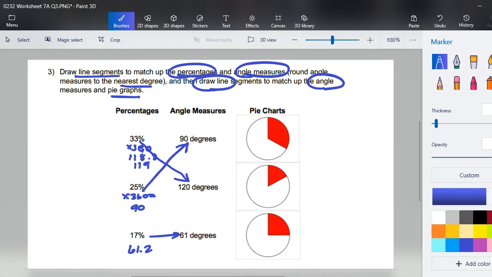Now they want us to look at these angle measures and match them with what they would look like on a pie chart. I'm going to go for nice and easy here with the 90 degrees, and that's a right angle. I always keep in mind a right angle because something smaller than it is going to be down here. Something larger than it will be up there.